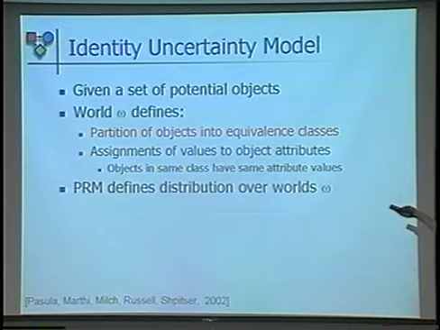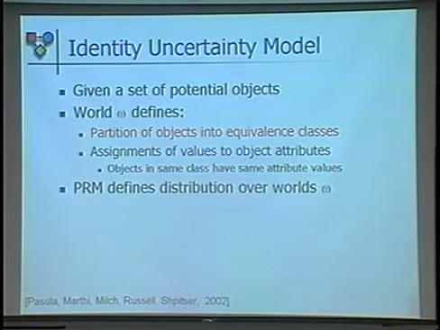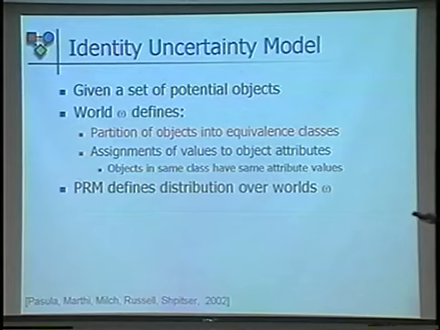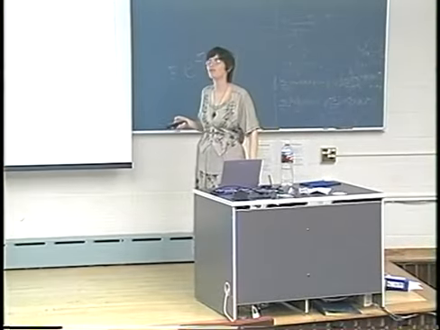In this case, our probabilistic model defines a partition of objects into equivalence classes. These objects are actually the same object. Not that they're similar, as in my clustering task, but they're in fact the same object. In which case, objects in the same equivalence class have the same attribute values, because they're the same object, so they better have the same attribute values. And they use this for citation matching, which is a fairly hard problem because different citations for the same paper often look very, very different.